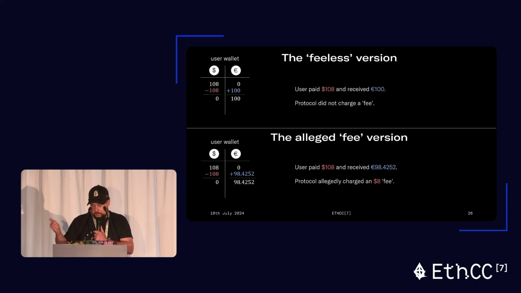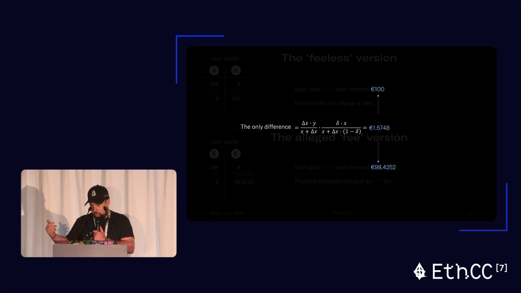We're saying that in the feeless version, a user paid $108 to receive 100 euros, and in the version where a fee was applied, the user paid $108 to receive 98.4 euros. And in that second case, the protocol allegedly charged an $8 fee. But the only difference between these is actually 1.5 euros. And so where is it? Like, is this just made up? The answer is yes. It is made up.